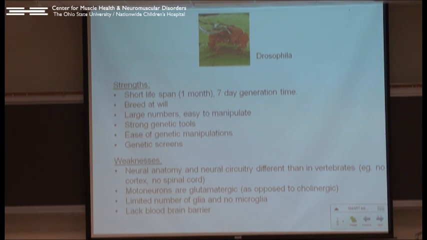Some of the weaknesses, again, similar to worms, being invertebrates, their anatomy and their circuitry are different. Again, no cortex, no spinal cord. In this case, the motor neurons are not GABAergic.